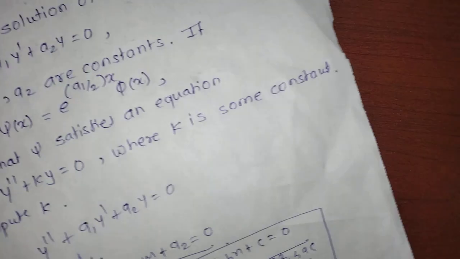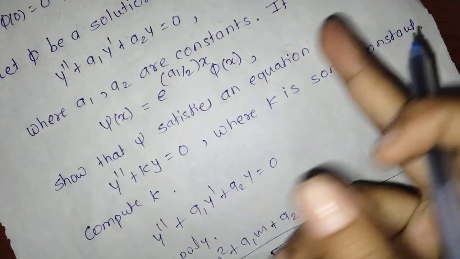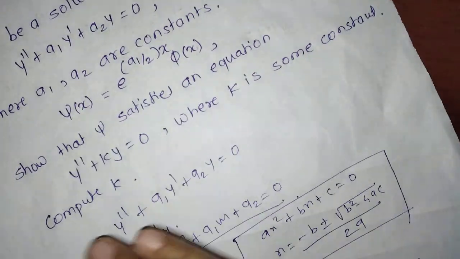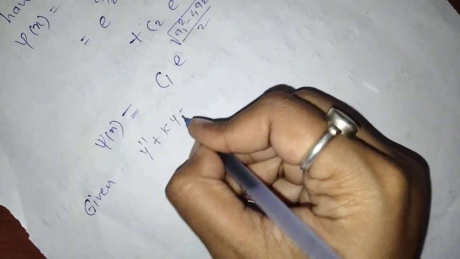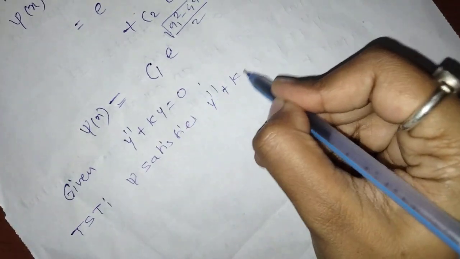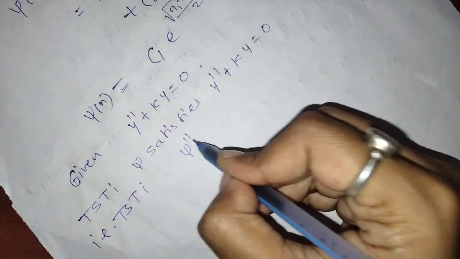Now here we want to show that psi satisfies an equation y double dash plus ky equal to 0, and then compute the value of constant k. So given y double dash plus ky equal to 0, to show that psi satisfies y double dash plus ky equal to 0, that is to show that psi double dash plus k psi equal to 0.